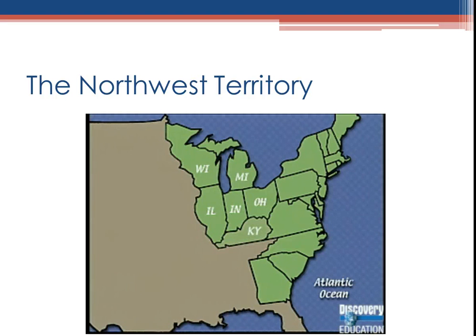Kentucky was originally a western county of Virginia. It became a separate state in 1792. In 1796, Tennessee became the 16th state. The last 2 states in the original territory of the United States, Mississippi and Alabama, joined the Union in 1817 and 1819.